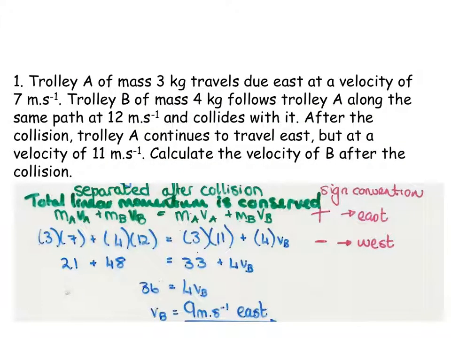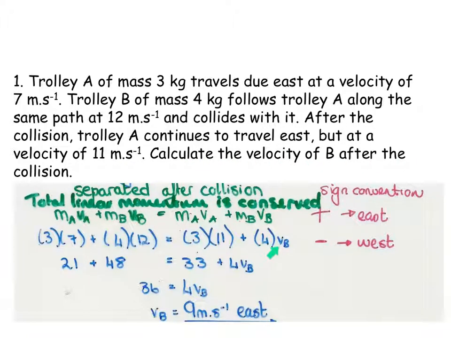We've got a trolley A of mass 3 kilograms. It travels east at 7 meters per second. That's before the collision. Trolley B, 4 kilograms, is going on the same path in the same direction at 12 meters per second. So there they are. Then after the trolleys collide, A continues to travel in the same direction at 11 meters per second. What is the velocity of B?